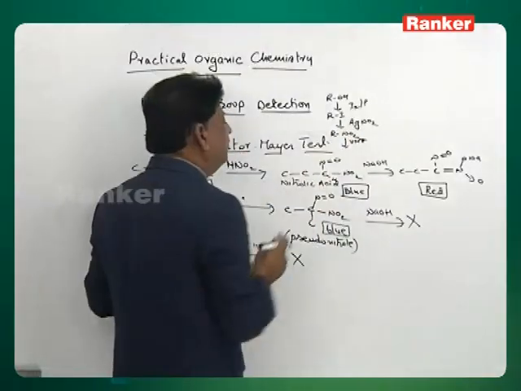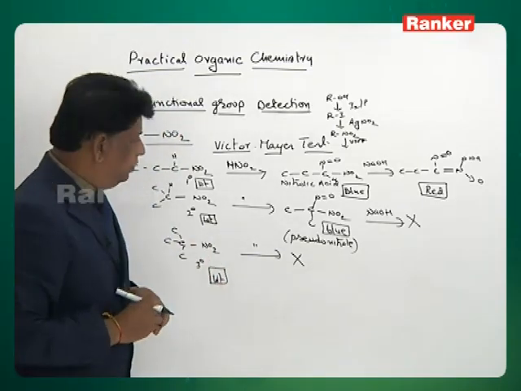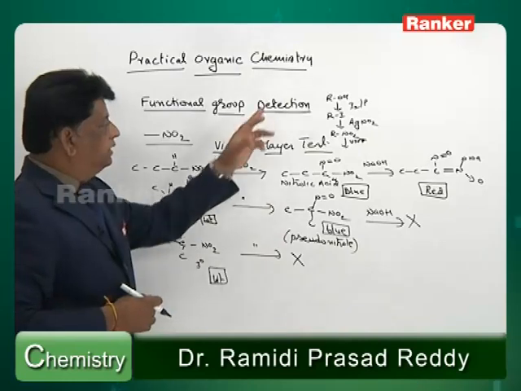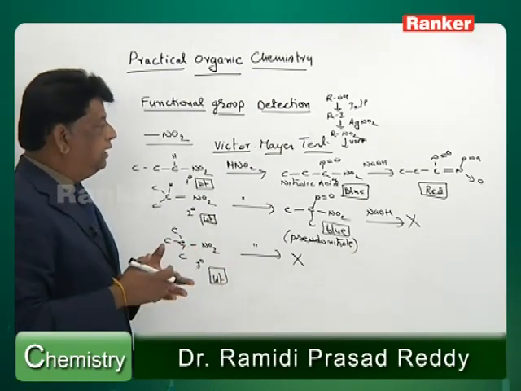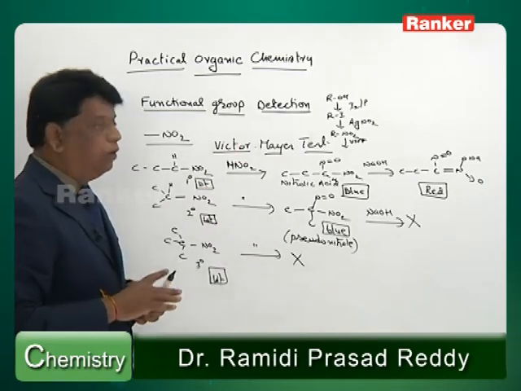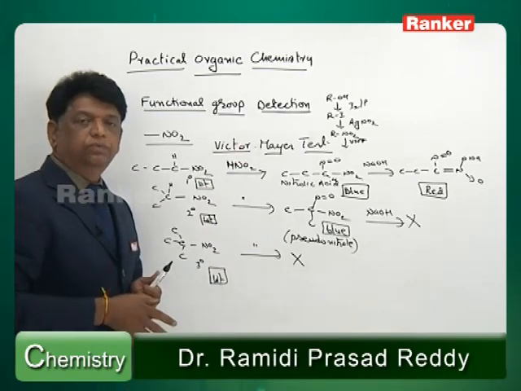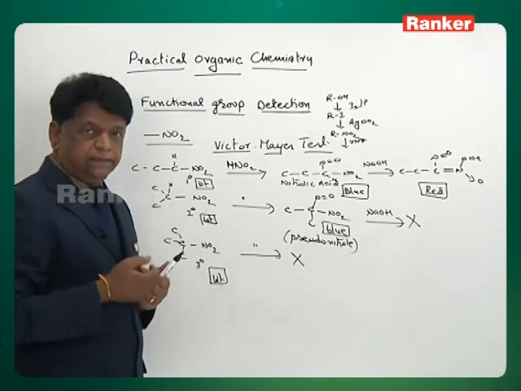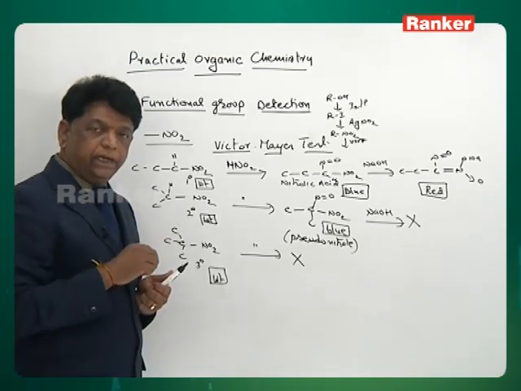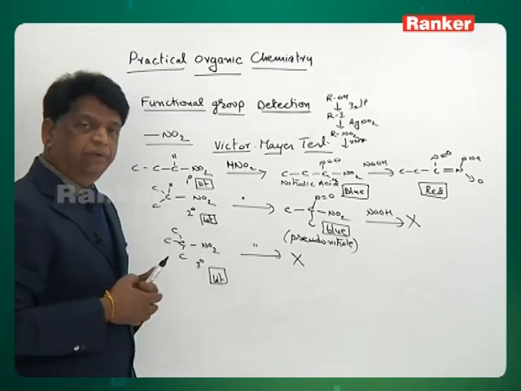Then in the Victor-Meyer test, if it is 1 degree, you will get white becoming blue, then becoming red. If it is a 3 degree alcohol, a 3 degree nitro is formed, that won't give any test. So therefore, people also say the alcohols 1 degree, 2 degree, 3 degree, just like the Lucas test, can also be tested with the Victor-Meyer test.